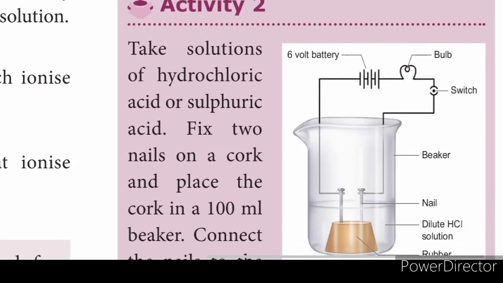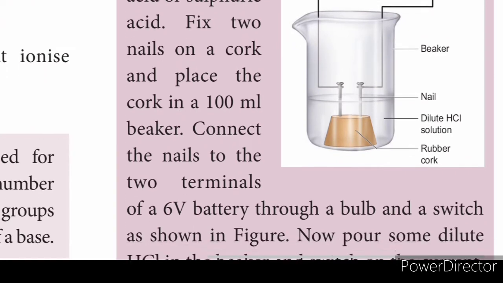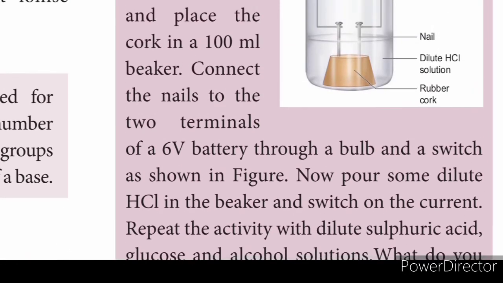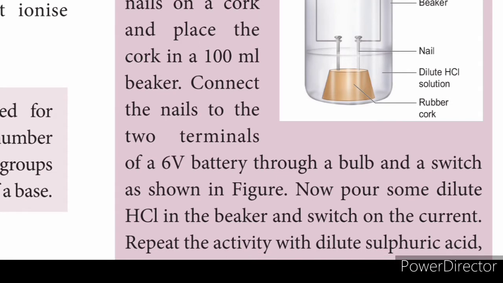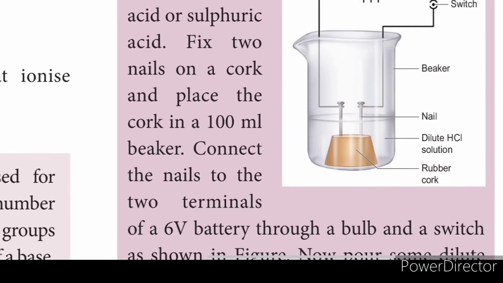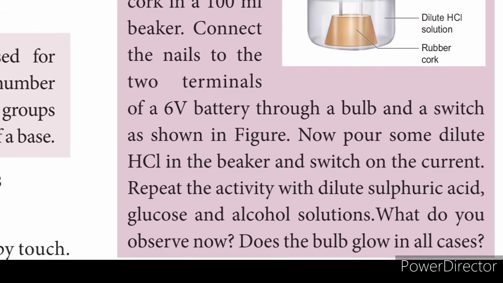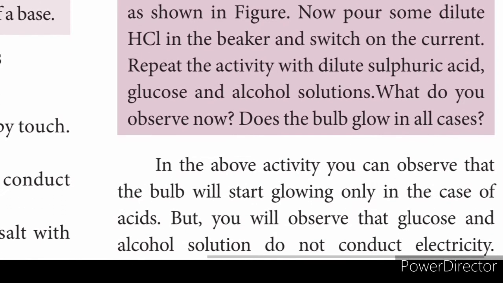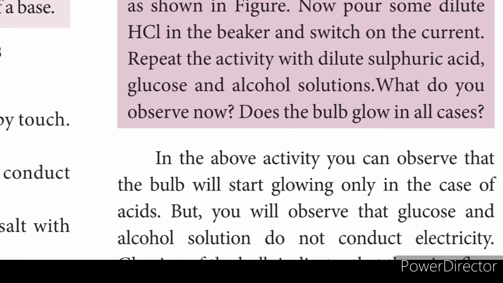Next, below you have an activity. This activity shows that acids and bases conduct electricity, whereas other things don't. You are asked to take a solution of hydrochloric acid or sulfuric acid in a beaker, with 2 nails fixed and connected to a 6-volt battery. Pour dilute hydrochloric acid into the beaker and check whether the bulb glows, whether current is passed.